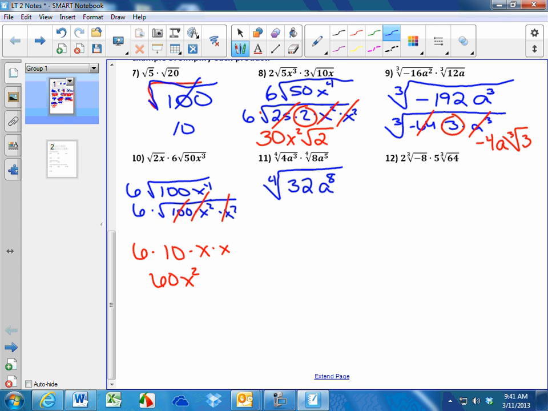You're not thinking perfect squares anymore. You're thinking 4th roots. So the 4th root of 4 times 8, 32. A cubed times a to the 5th, a to the 8th. Fingers crossed, we're looking at that 4th power. Yeah, there's a 16 in there. So we can use our 16 times 2, a to the 4th times a to the 4th. And everything reduces except that 2.